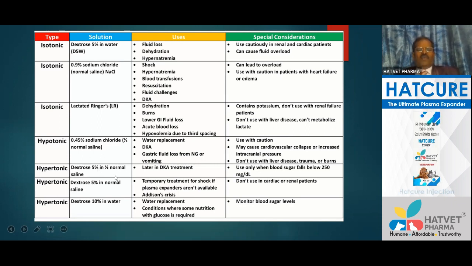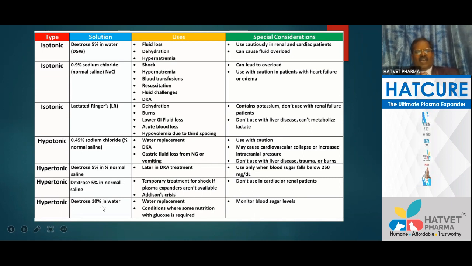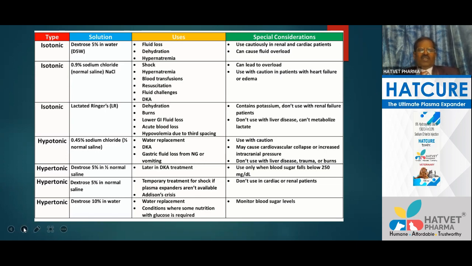Hypertonic dextrose 5% in normal saline: later in diabetic ketosis, use only when blood sugar falls below 250 milligrams per deciliter. Hypertonic solution, dextrose 5% normal saline, is a temporary treatment of shock if plasma expanders are not available. Used in case of Addisonian crisis; don't use in cardiac and renal patients. Hypertonic 10% dextrose is used in case of water replacement and conditions where some nutrition with glucose is required. Monitor the sugar level. These things are very important.